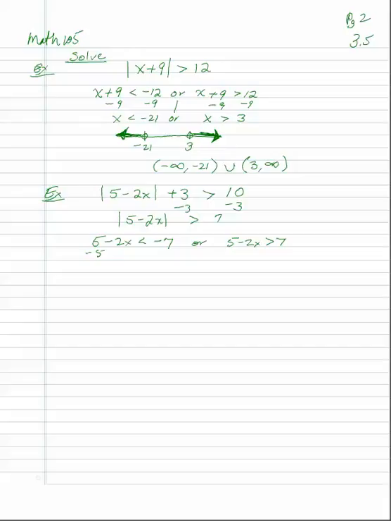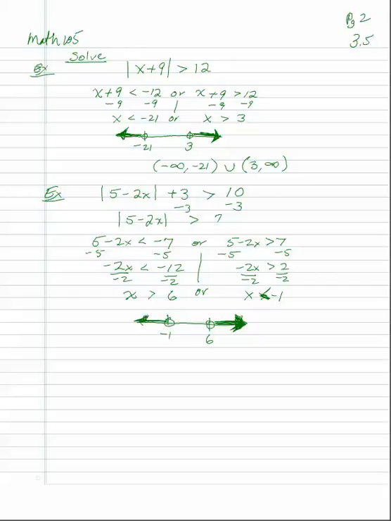Now I'm going to solve these separately. Negative 2x is less than negative 12. When you divide both sides by a negative, don't forget you have to flip the inequality. So x is greater than 6. Or subtract 5: negative 2x is greater than 2. Divide by negative 2: x is greater than negative 1. Oops, got to flip the inequality: x is less than negative 1. So x is greater than 6, and x is less than negative 1. In interval notation, negative infinity to negative 1, union 6 to infinity.